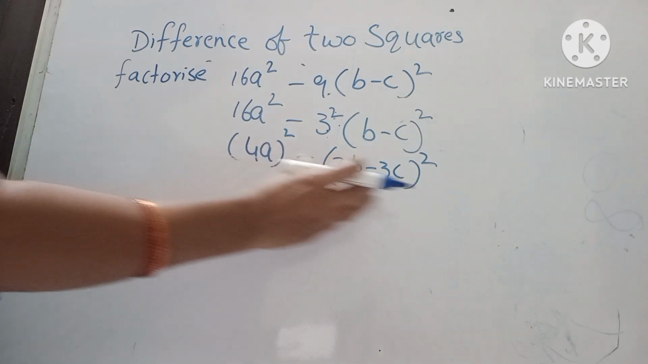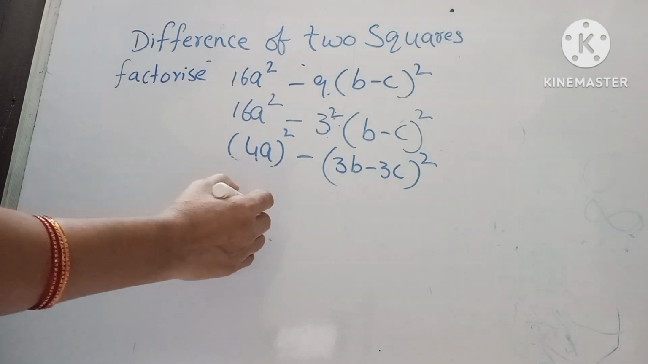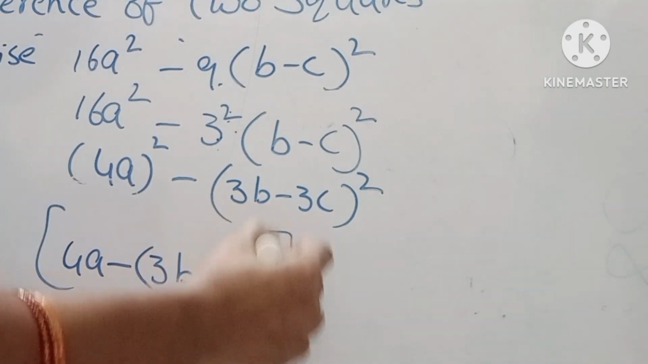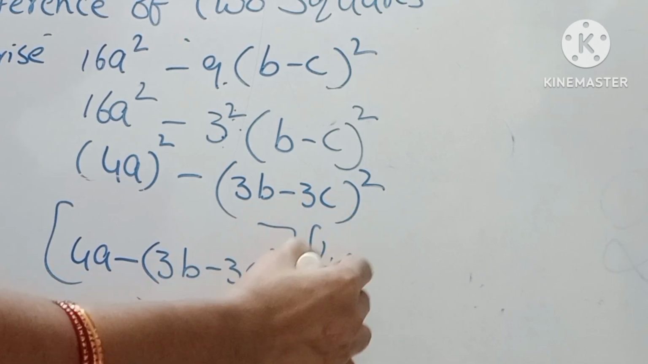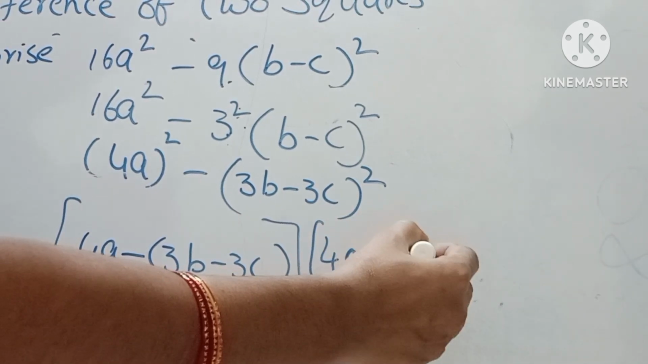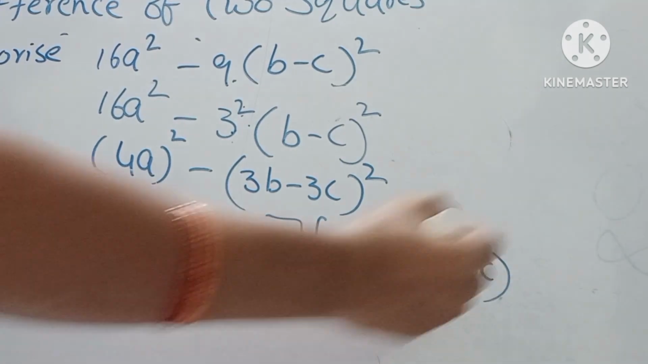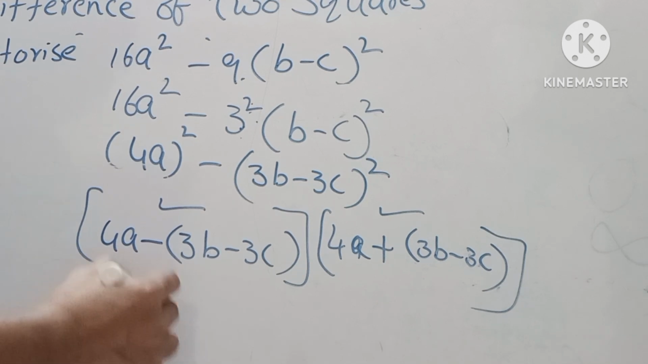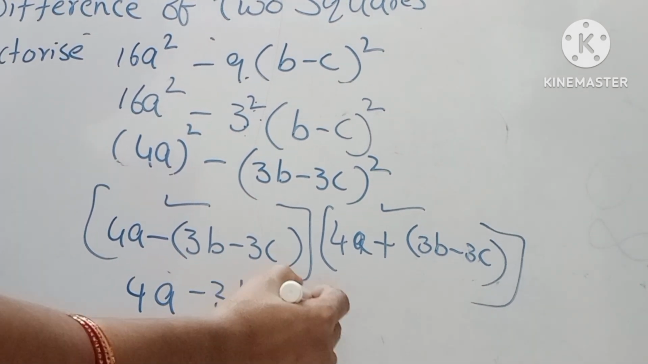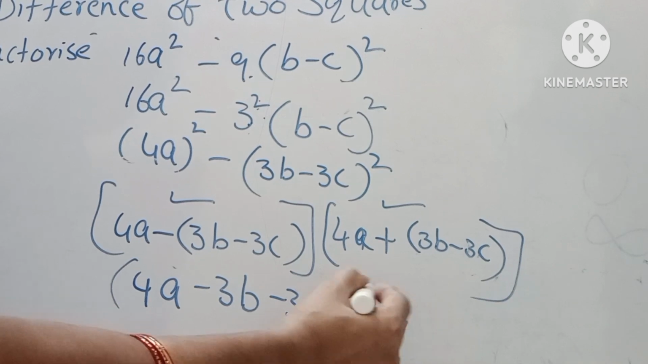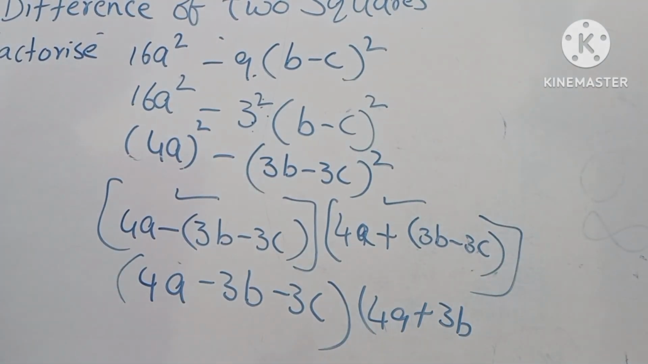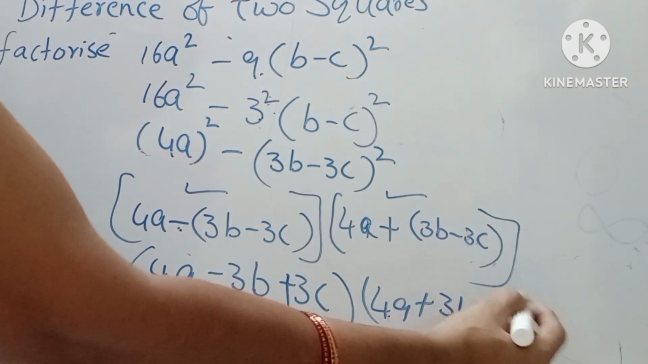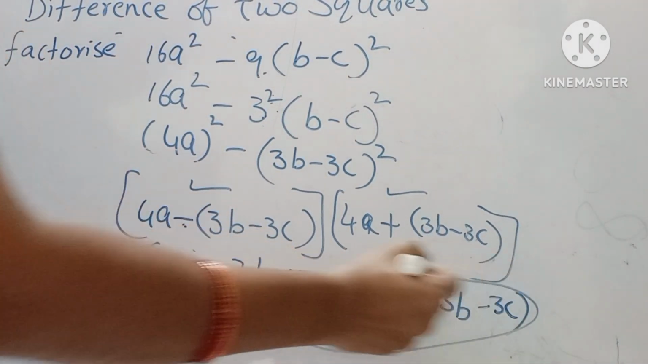So again this is in the form of a square minus b square, which means 4a plus 3b minus 3c into 4a minus of 3b minus 3c. These are the factors, which is 4a minus 3b plus 3c, sorry, apply the minus, this becomes positive, into 4a plus 3b minus 3c. These are the factors.